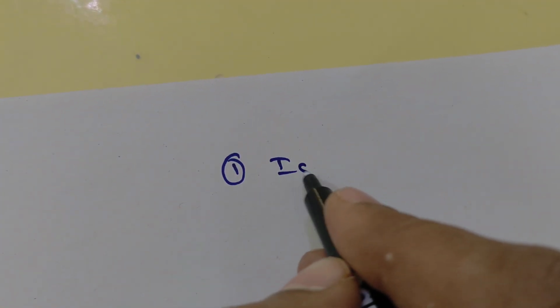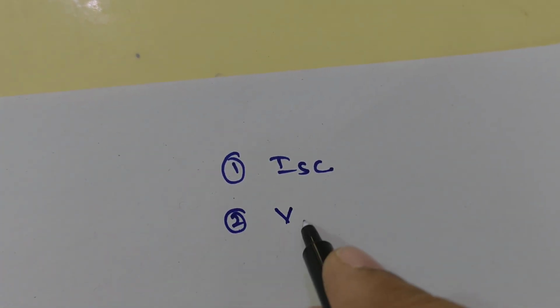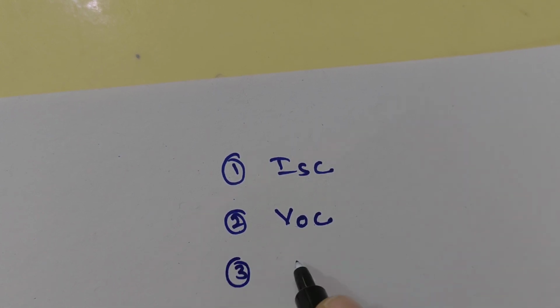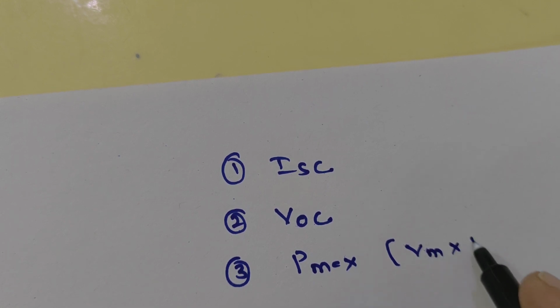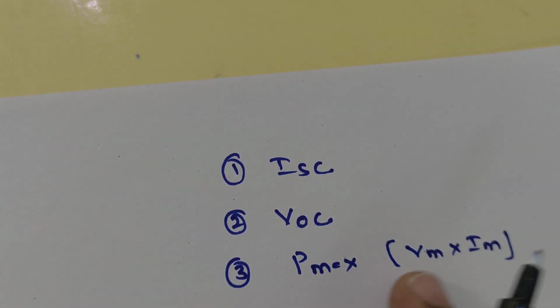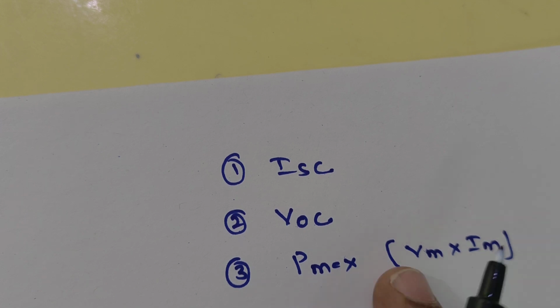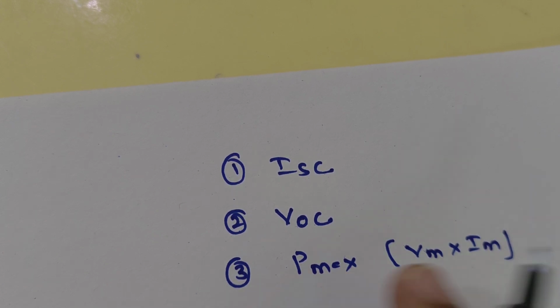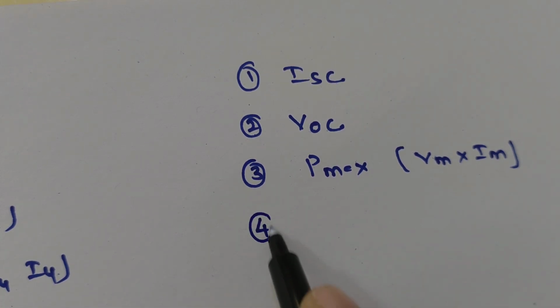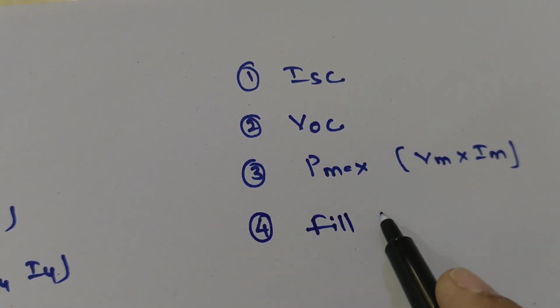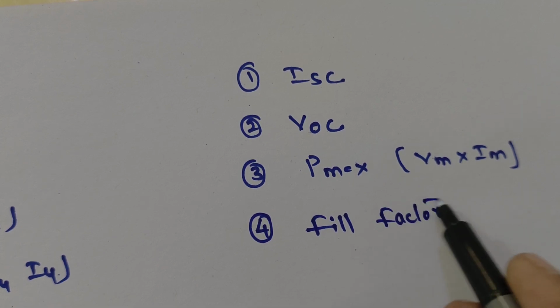So in addition to ISC, the short circuit current, and VOC, the open circuit voltage, there is a possibility to measure P max. That is nothing but Vm into Im. The voltage corresponding to P max is Vm, and the current corresponding to P max is represented as Im. In addition to these three, there is a possibility to measure the fill factor, generally represented as FF.